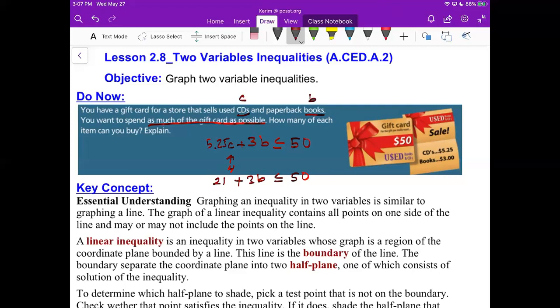If I solve this inequality, right now I can solve it because I have a single variable and one inequality. If I subtract 21 from both sides, that gives us 3B less than or equal to 29. When I divide both sides by 3, I'm going to see that B is less than or equal to 9.3-ish, because 27 is 9 times 3. So that means I can buy 9 books and I have some left over because of that 0.3. That's one option, one possibility.